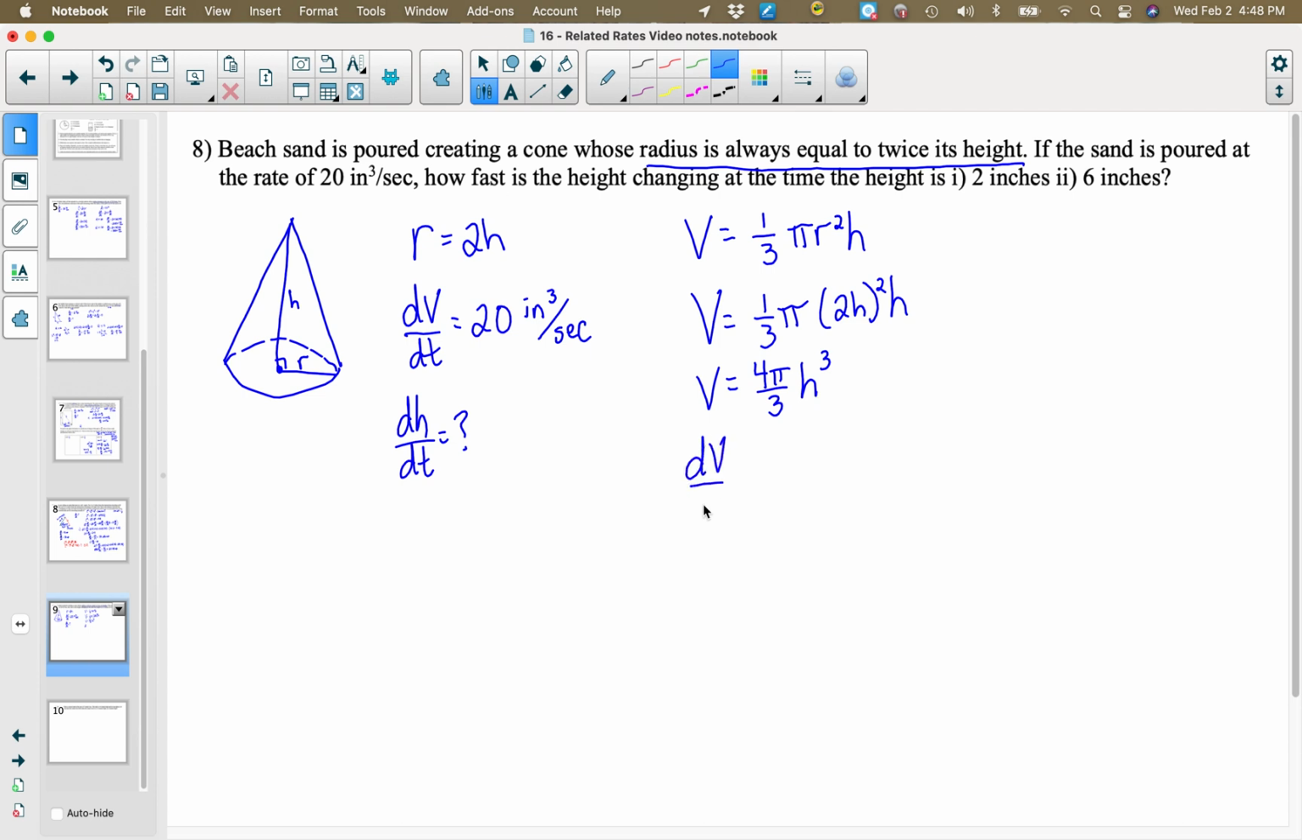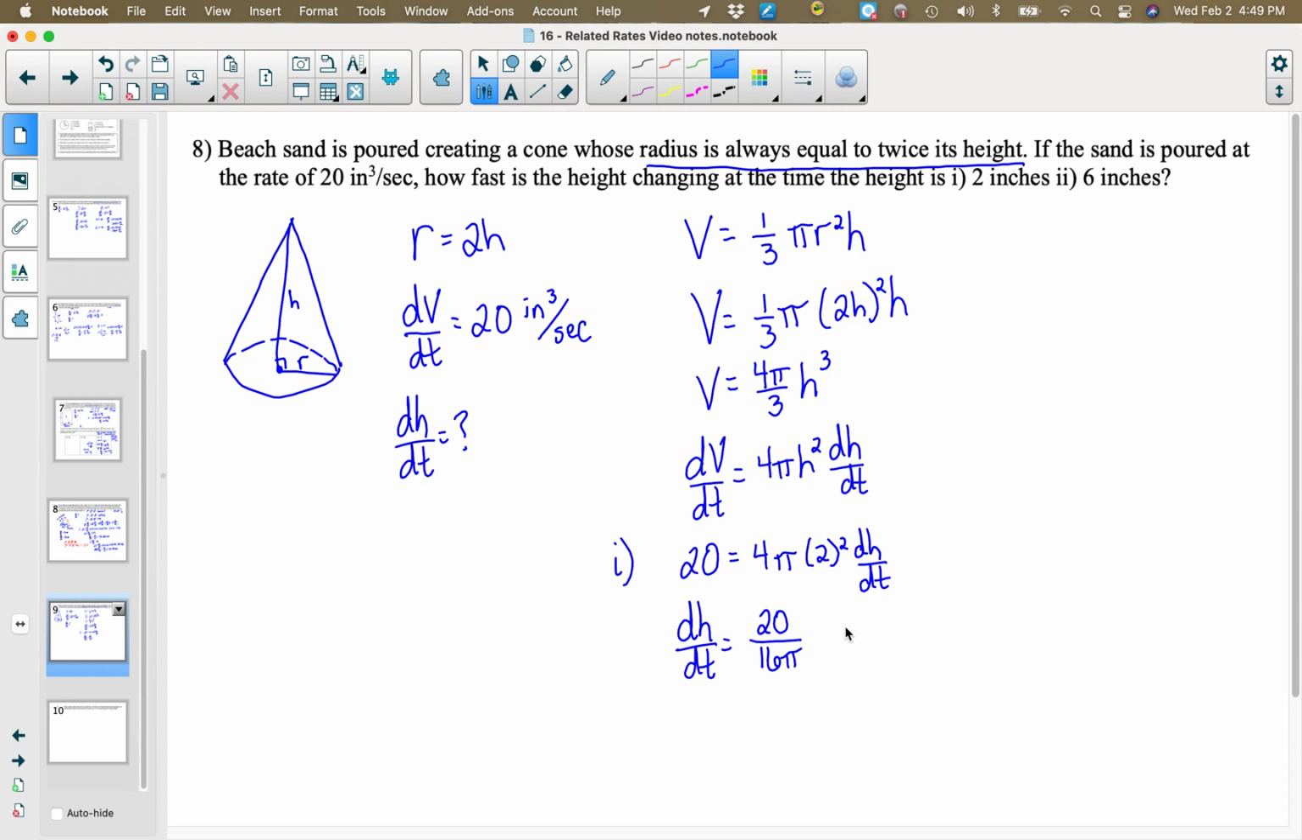So we get dV/dt equals, the 3's cancel, and I have 4 pi h squared times dh/dt. And now I can actually plug things in. I know dV/dt is 20, and we have 4 pi. Part I, which is what I'm solving, says at the time the height is 2 inches. So the height is 2 inches, so I have 2 squared dh/dt. So when we solve for dh/dt, we're going to have 20 divided by 4 times 4, so we get 16 pi.